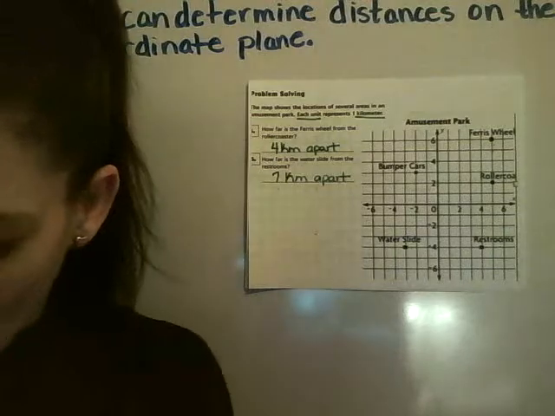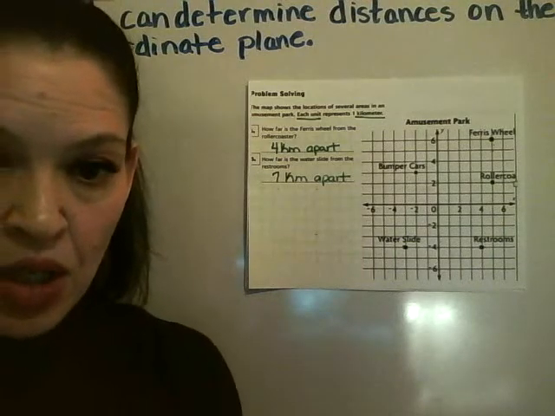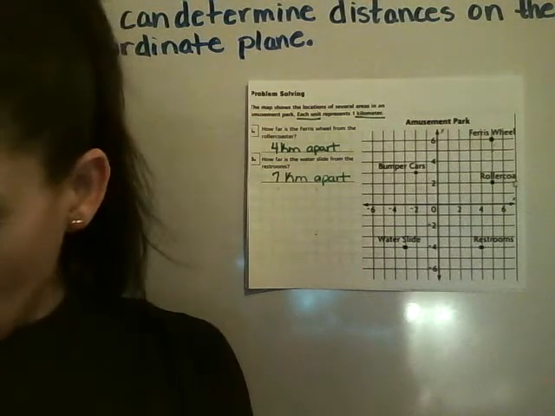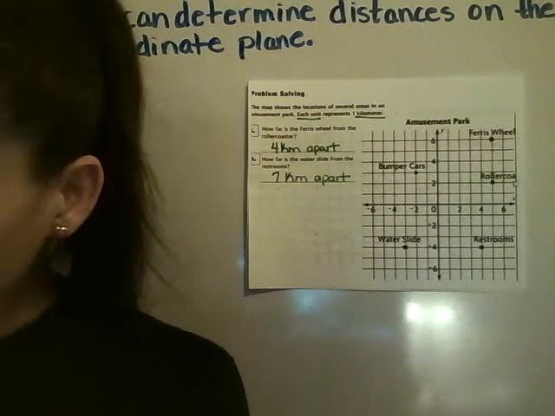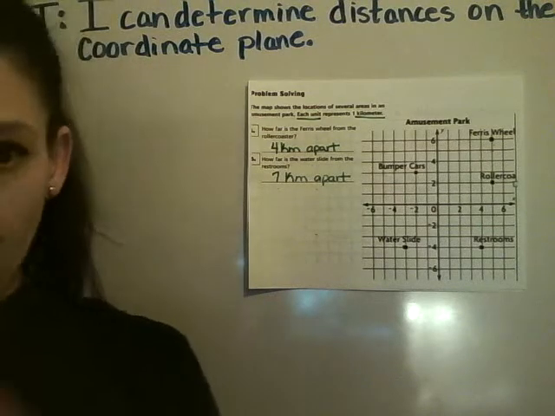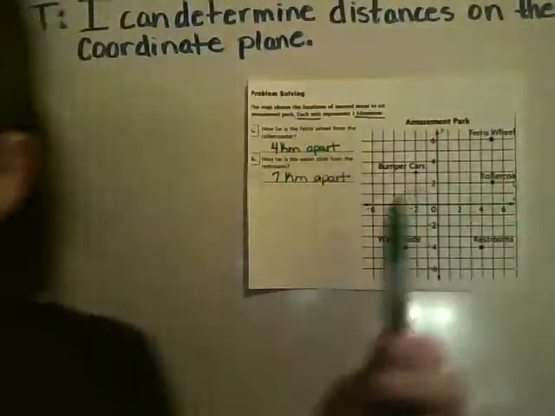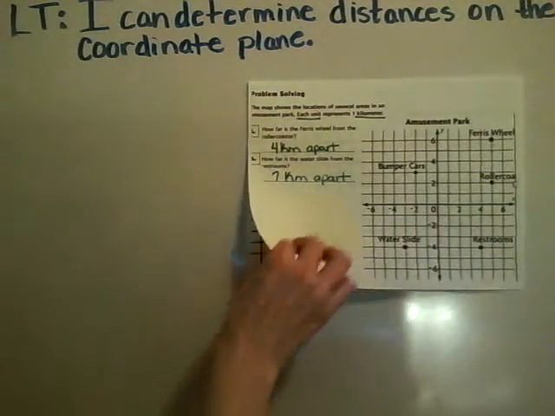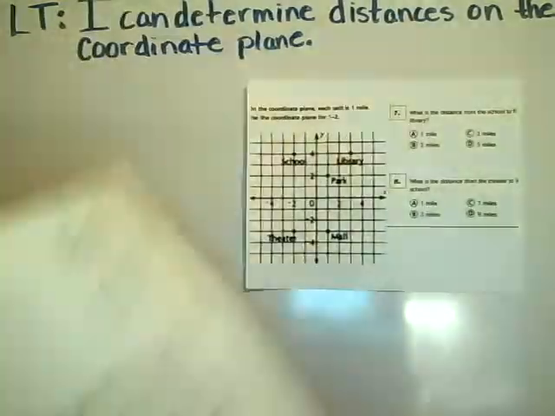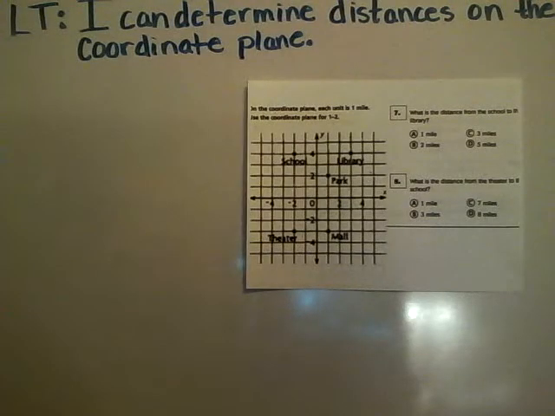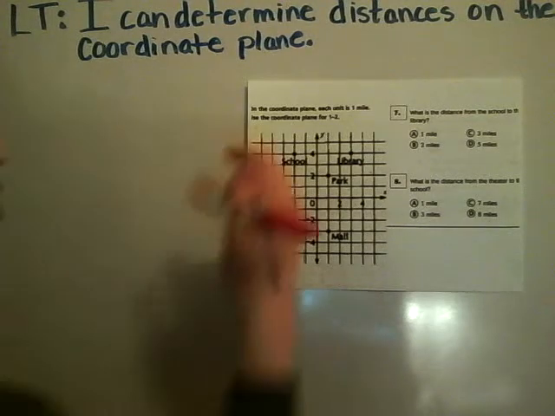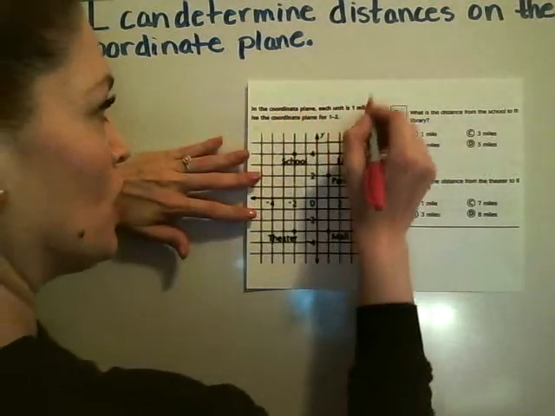Questions? If you have any, you know my email. Email me so I can help you out. All right, moving on to 7 and 8. Seven and 8, here we go. Okay, on the coordinate plane, each unit is 1 mile this time. On the coordinate plane, each unit is 1 mile.